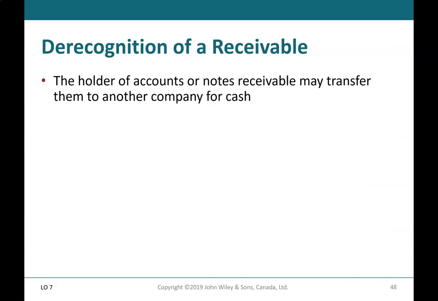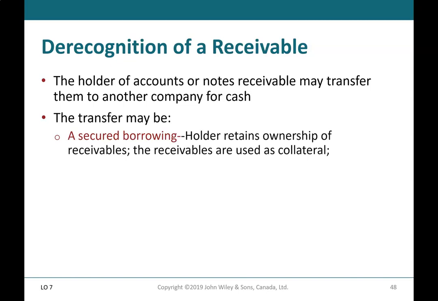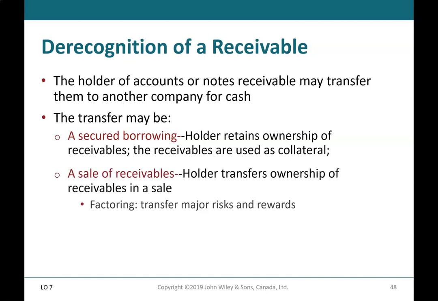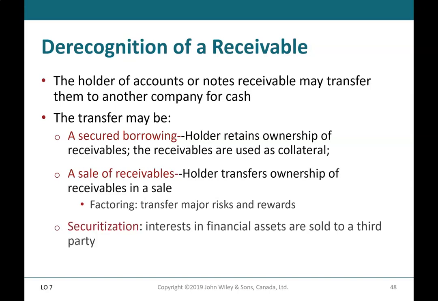Derecognition of a receivable. The holder of accounts or notes receivable may transfer them to another company for cash. The transfer may be a secured borrowing: the holder retains ownership of receivables, and the receivables are used as collateral. Or it may be a sale of receivables, where the holder transfers ownership of receivables in a sale. Factoring: transfer major risks and rewards. Securitization: interests in financial assets are sold to a third party.